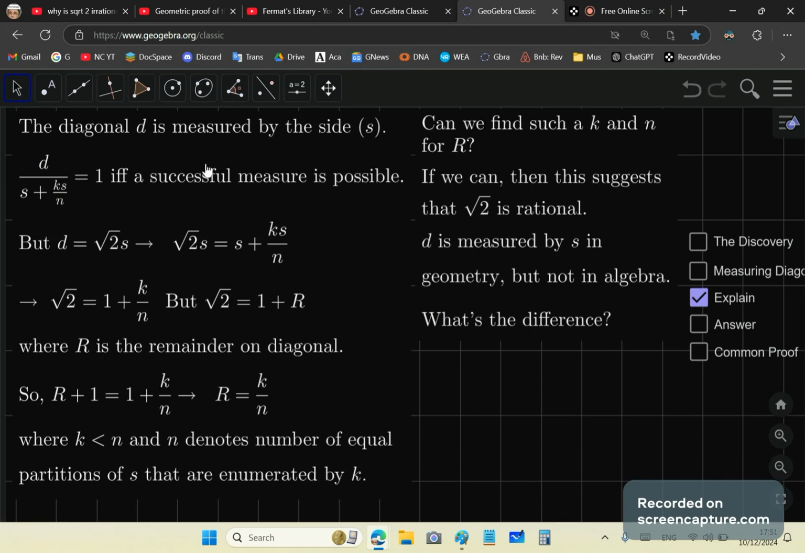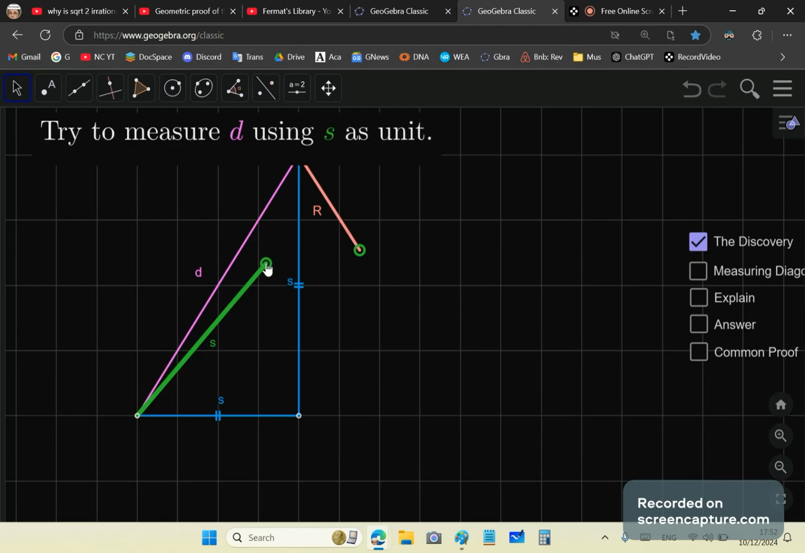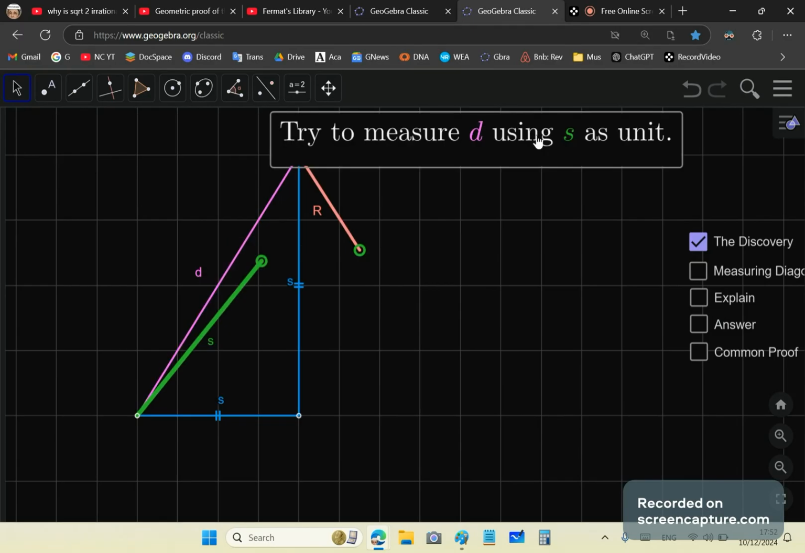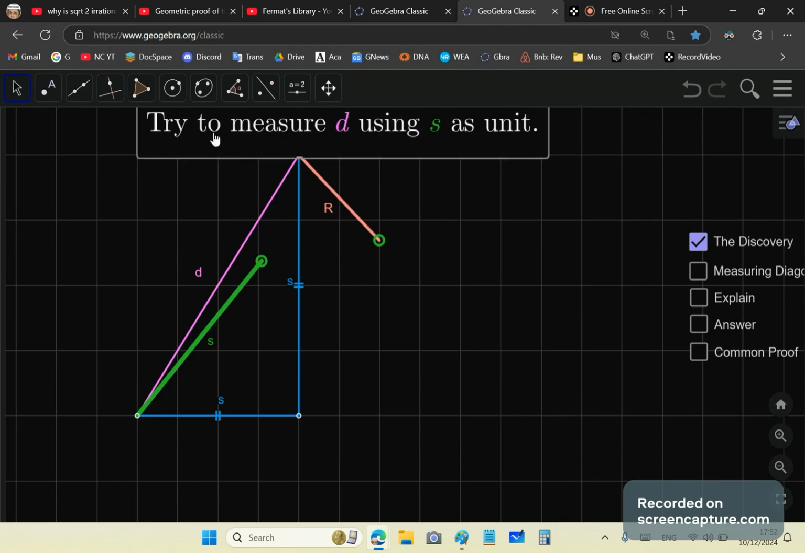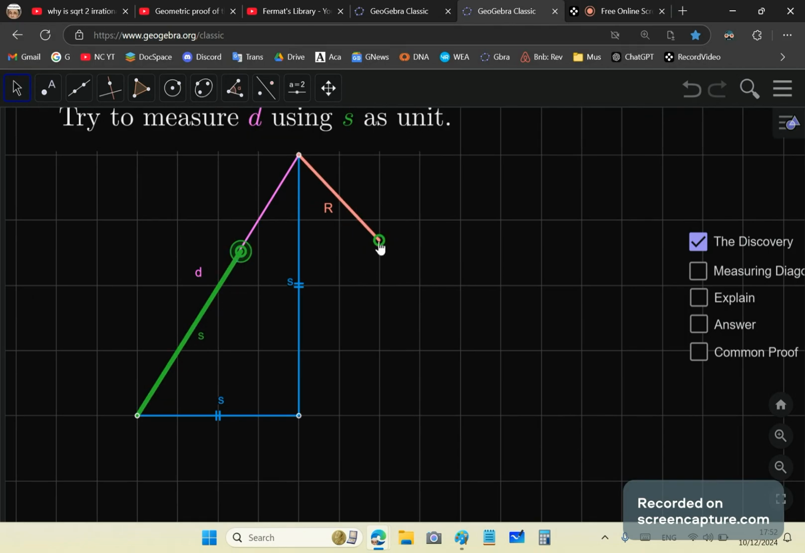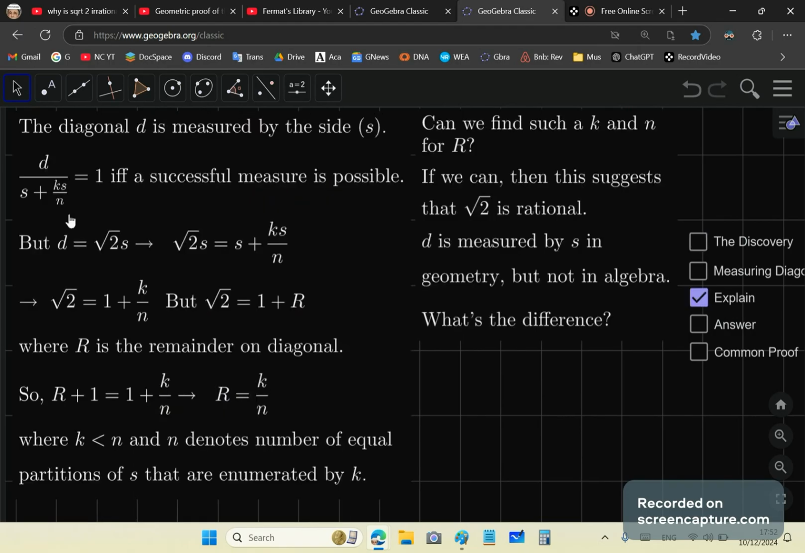And so let's look at an explanation. Now, the diagonal D is measured by the side. What does this mean? It means that in algebra, this is now different to geometry. Remember, geometry can do this. It just takes, as I showed you, the side and part of the side, right? That's all it does. Just takes the side and part of the side and measures that, and we're done, right? So now, in algebra, what we have to do is say, let's measure the diagonal with the unit and or equal parts of the unit. So let's say that S is divided into n equal parts, okay? And that K enumerates those equal parts of S.